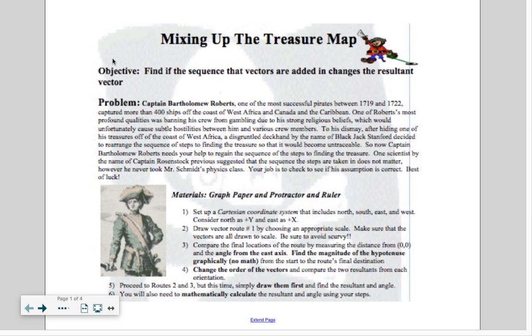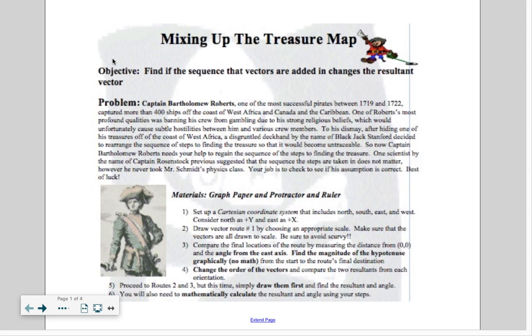Okay, number three, compare the final locations of the route by measuring the distance from 0, 0 and the angle from the east axis. I only want you to measure from east. I don't care if it goes over 90 degrees. I just want you to measure what that angle will be from east. That way, I don't have to check like 4, 5, 6, 7 different angles. I can check just one. Also find the magnitude of the hypotenuse graphically, meaning no math. So that's why I want you to be as exact as possible when you are drawing these to scale. And then change the order of the vectors and compare the two resultants from each orientation.